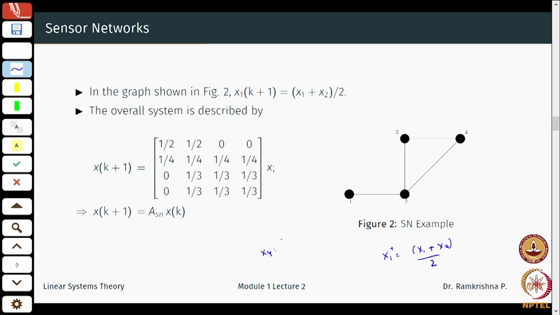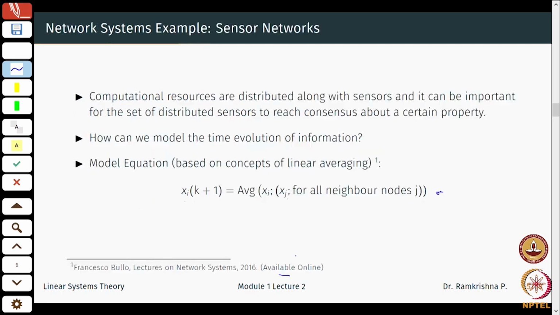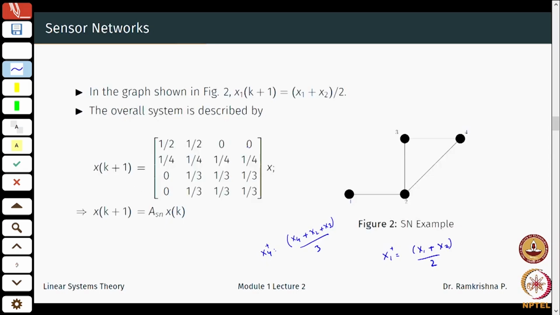x4 would be x4 itself and its neighbors. What are its neighbors? Its neighbors are x2 and x3, divided by 3. This will be the value at the next time instant. So, that is how the evolution depends. I write this averaging algorithm, what is called the linear averaging algorithm, for all the nodes, and I get a model like this, that x at k plus 1 will depend on x at k.